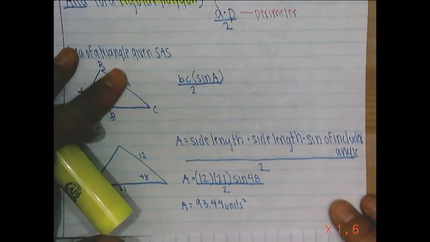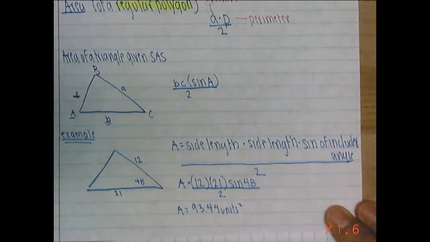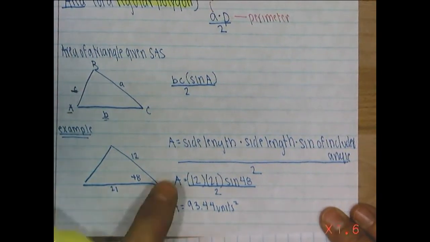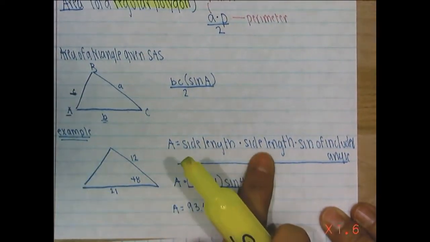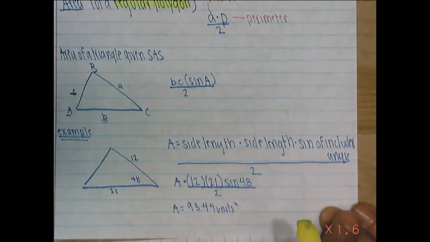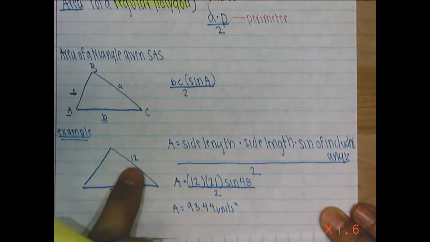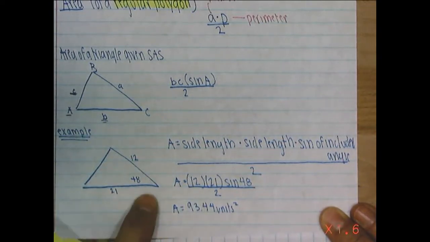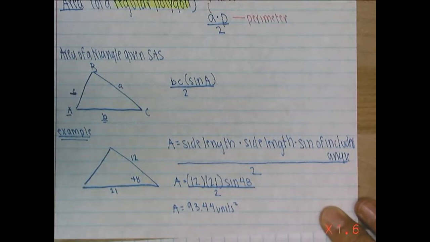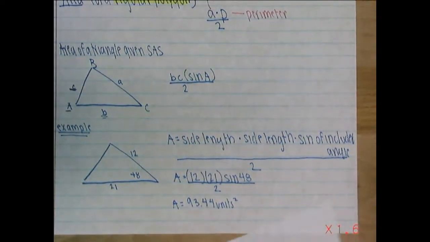So let's look at that as an example really quick so that hopefully it makes a little bit more sense. You're going to take a side length times another side length and then multiply it by sine of the included angle. Right here our side lengths are 12 times 21 times sine 48, and divide it by 2. That will give you the area of any triangle. You can use that instead of base times height divided by 2. It will always work.